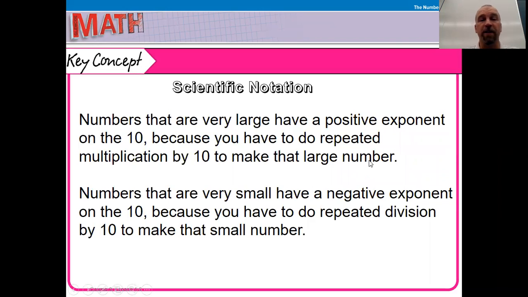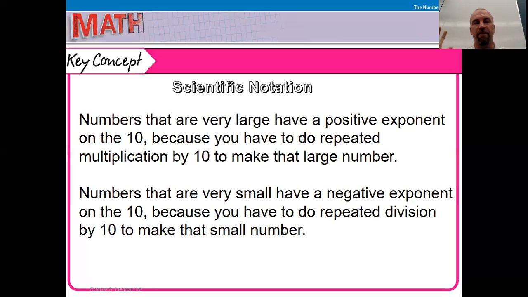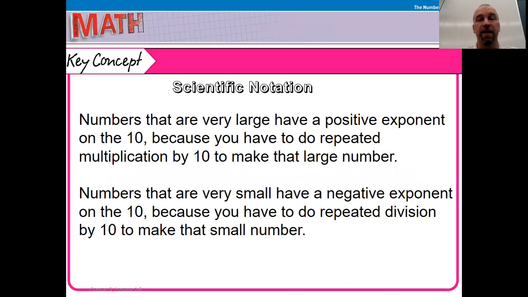Numbers that are very large have a positive exponent. This is a key concept to remember for all of these. Very large numbers have a positive exponent on the 10. That's because you have to do repeated multiplication by 10 to make that large number. So you take that decimal, keep multiplying by a bunch of 10s to make the number very large. That's why you have a positive exponent on the 10.